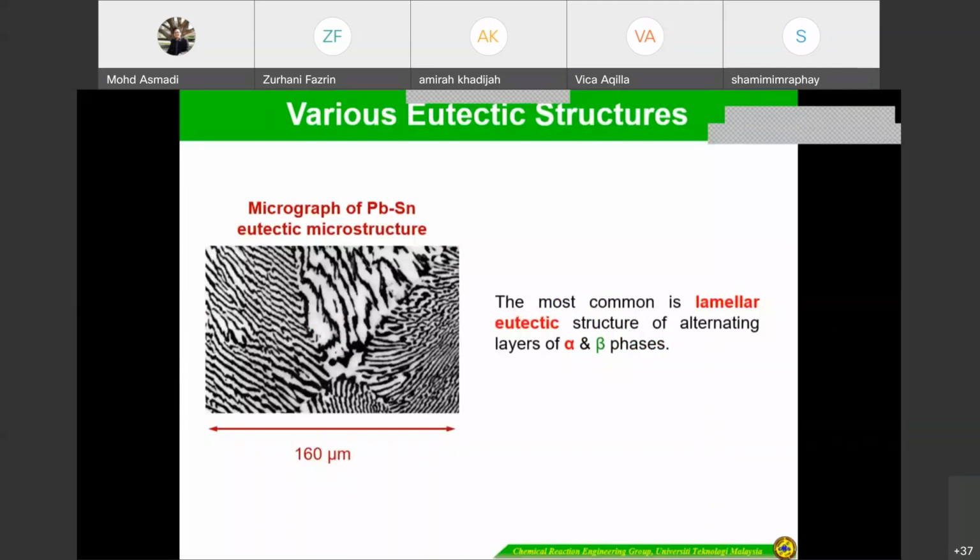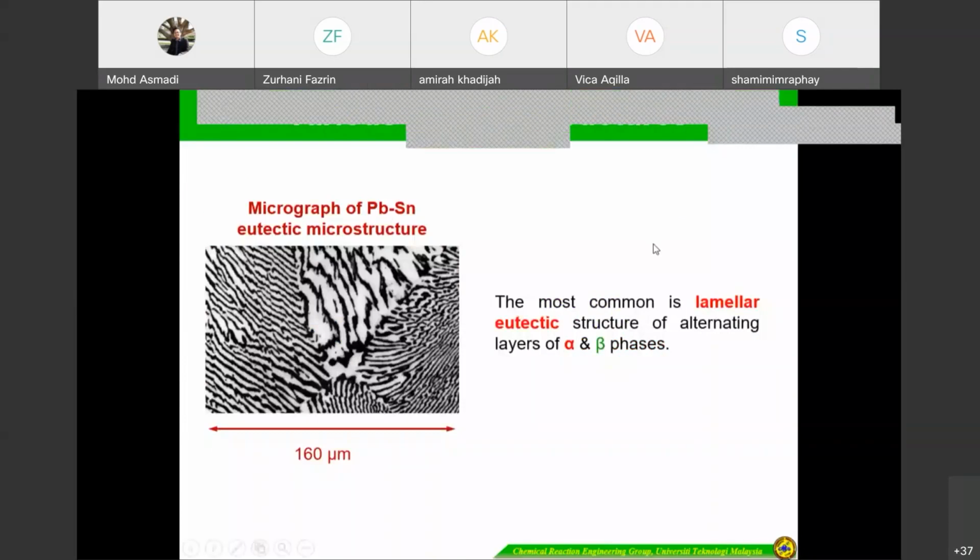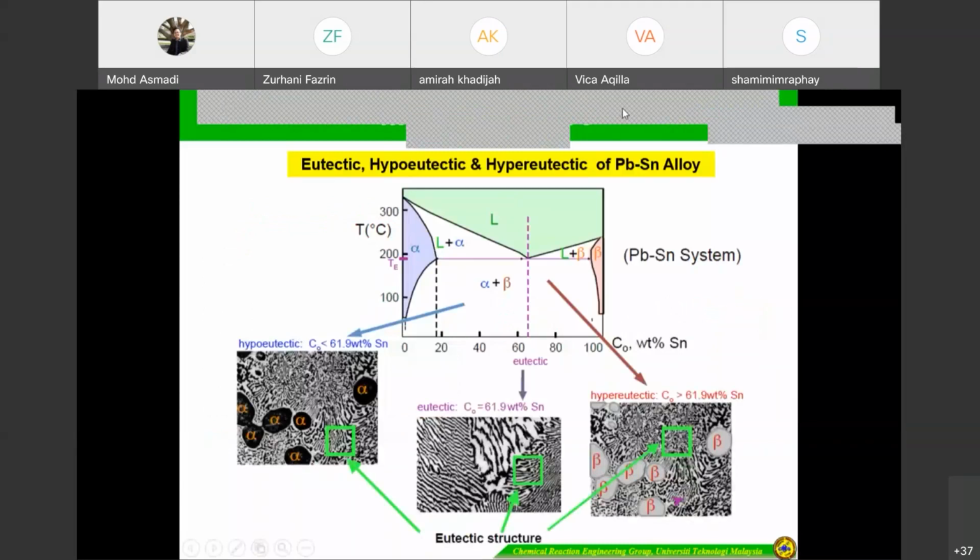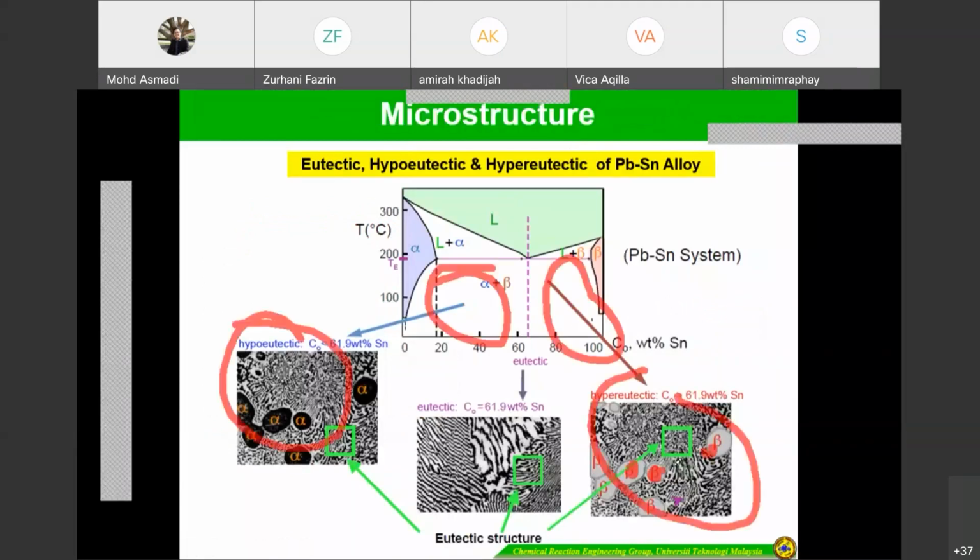Okay, this is general. And this is what I told you: on the left side, this side, this is hypoeutectic. This one is hypereutectic. See, this is beta, beta, beta. This one is the eutectic structure, alpha and beta. This one is proeutectic. And this one at the eutectic point is eutectic structure. Just remember left and right.